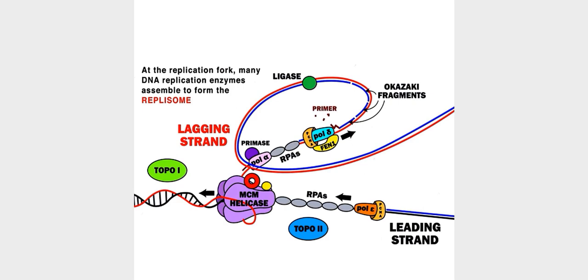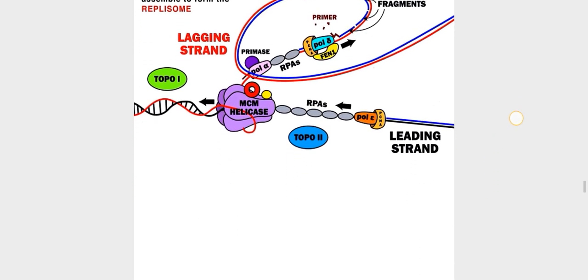At the replication fork, many DNA replication enzymes assemble to form the replisome. Topoisomerase 1, topoisomerase 2. Leading strand is there, lagging strand is there. MCM helicase will be there. Then primase, DNA polymerase alpha, RNase, primer formation, ligase, Okazaki fragments.